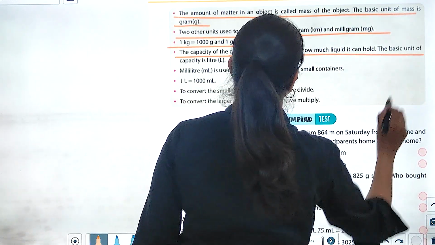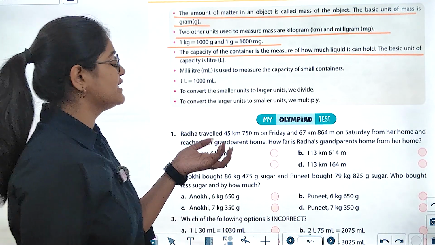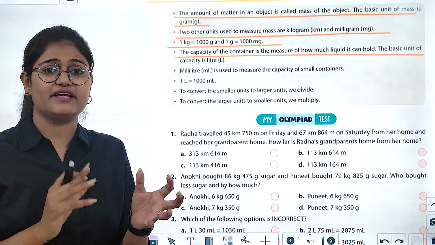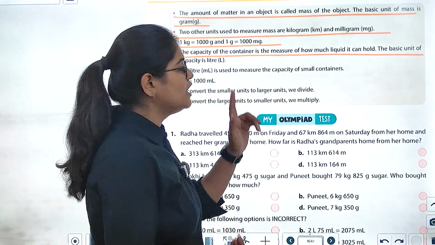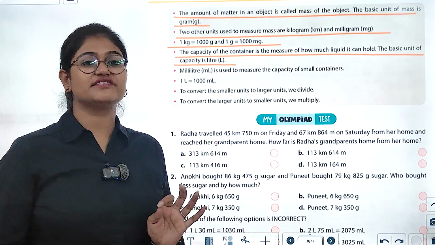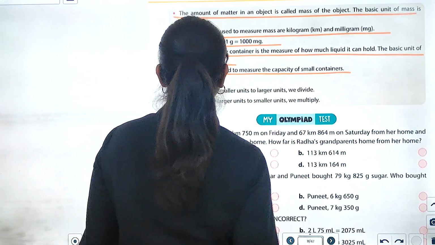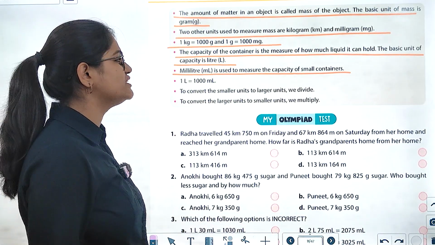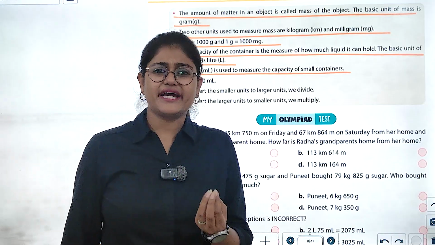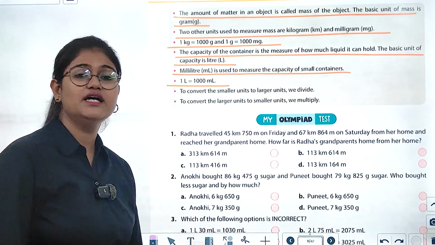Next, the capacity of a container is the measure of how much liquid it can hold. That is, the capacity of a container is what we call how much liquid we can put in it, that is, how much liquid that container can contain. The basic unit of capacity is liter. The basic unit for measuring capacity is called liter, right? Then milliliter is used to measure the capacity of small containers. That is, milliliter is used when we have to measure the capacity of small containers, right? 1 liter is equal to 1000 milliliters.